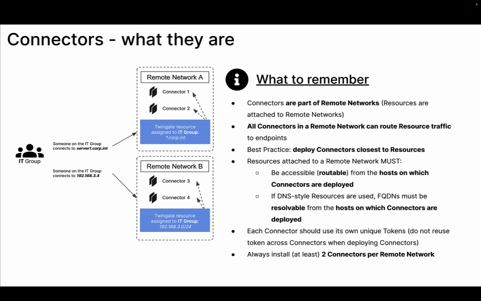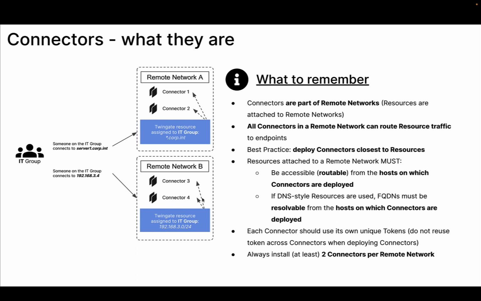Now, for prerequisites for connectors, what you need to know is that all of the resources that are going to be attached to a remote network need to be routable from all of the connectors in that remote network. That's prerequisite number 1. So if someone from the IT group has access to resource 192.168.3.4, and if this resource is attached to remote network B, it means that both connector 3 and connector 4 need to be able to route traffic to 192.168.3.4.